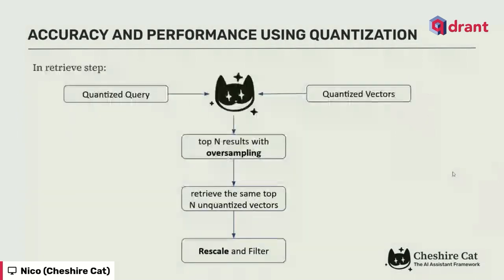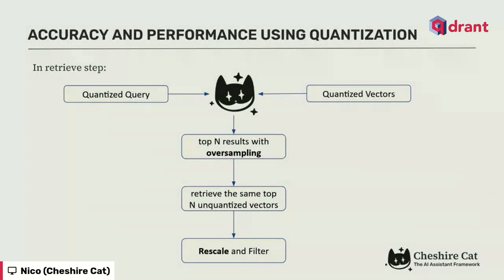The second part is the retriever step. We use a quantized query and a quantized vector to calculate the cosine similarity, and we get the top n results, like a simple semantic search pipeline.